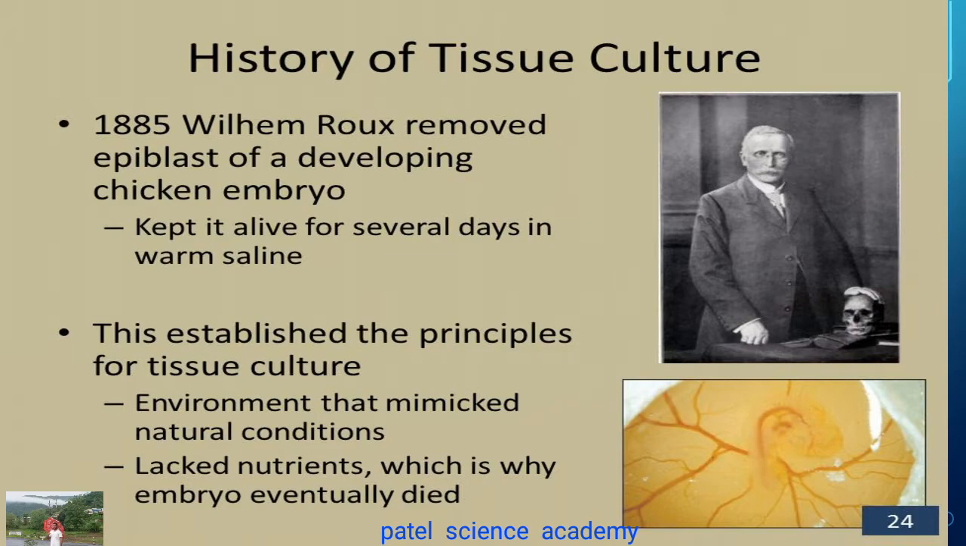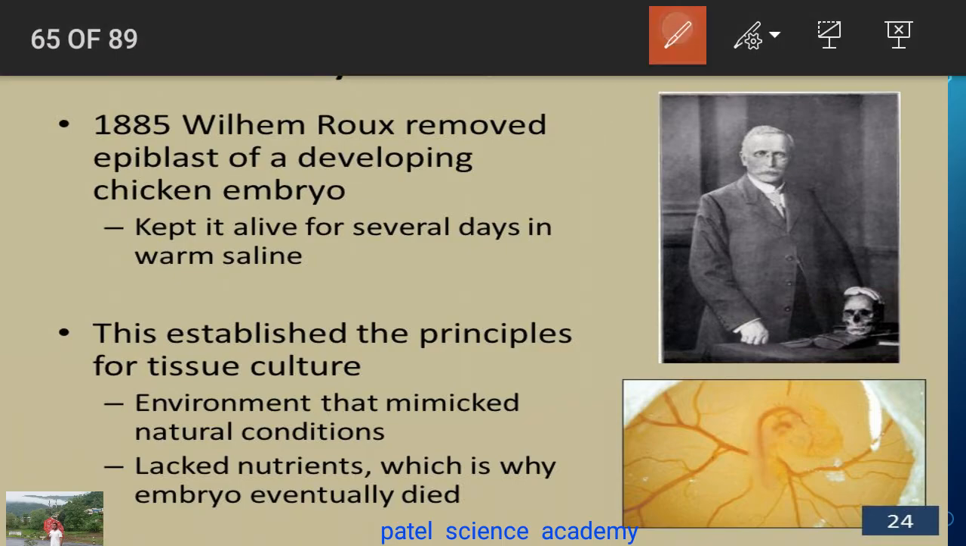The history of this tissue culture includes: in 1885, Wilhelm Roux removed the epiblast of the developing chicken embryo and kept it alive for several days in warm saline.